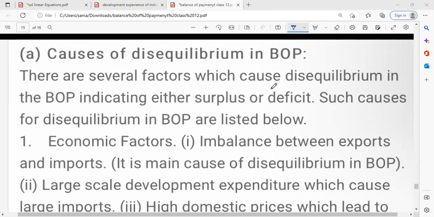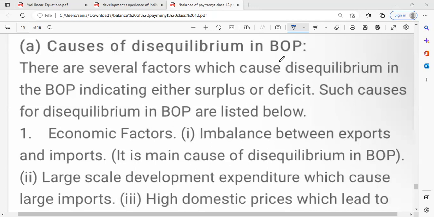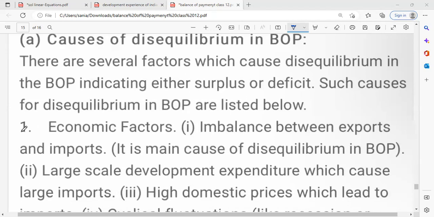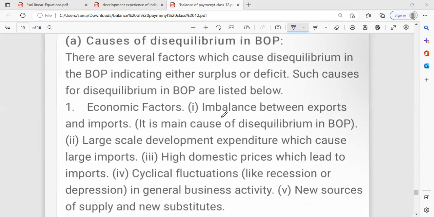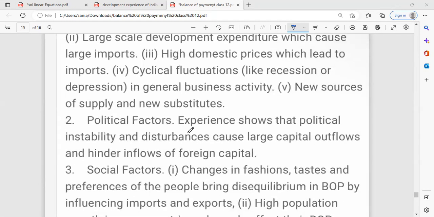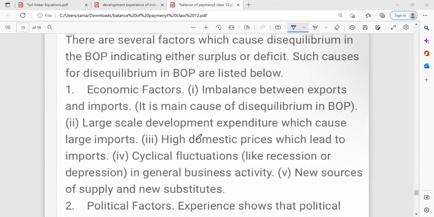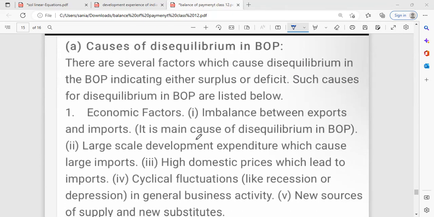Yes, ma'am. Okay, so you will write causes of disequilibrium in BOP, and then you will write first economic factors, with all the points 1, 2, 3, whatever is given, then second political factors, and third social factors. Clear? Yes, ma'am.